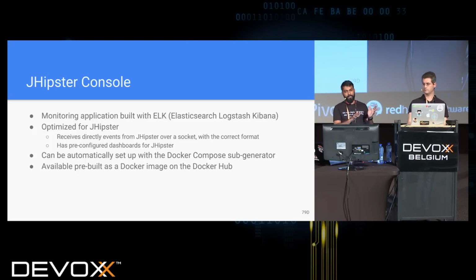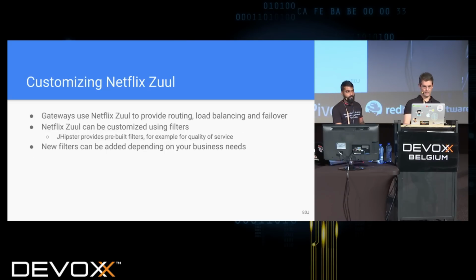It receives all the events directly from JHipster over a socket. It can be automatically set up using the Docker Compose subgenerator, which we'll talk about later. It will automatically set up JHipster Console along with the JHipster Registry and all those things for you. It is also available as a pre-built Docker image, or you can clone the repo and run it like a normal app. I will quickly go to the demo, I think.